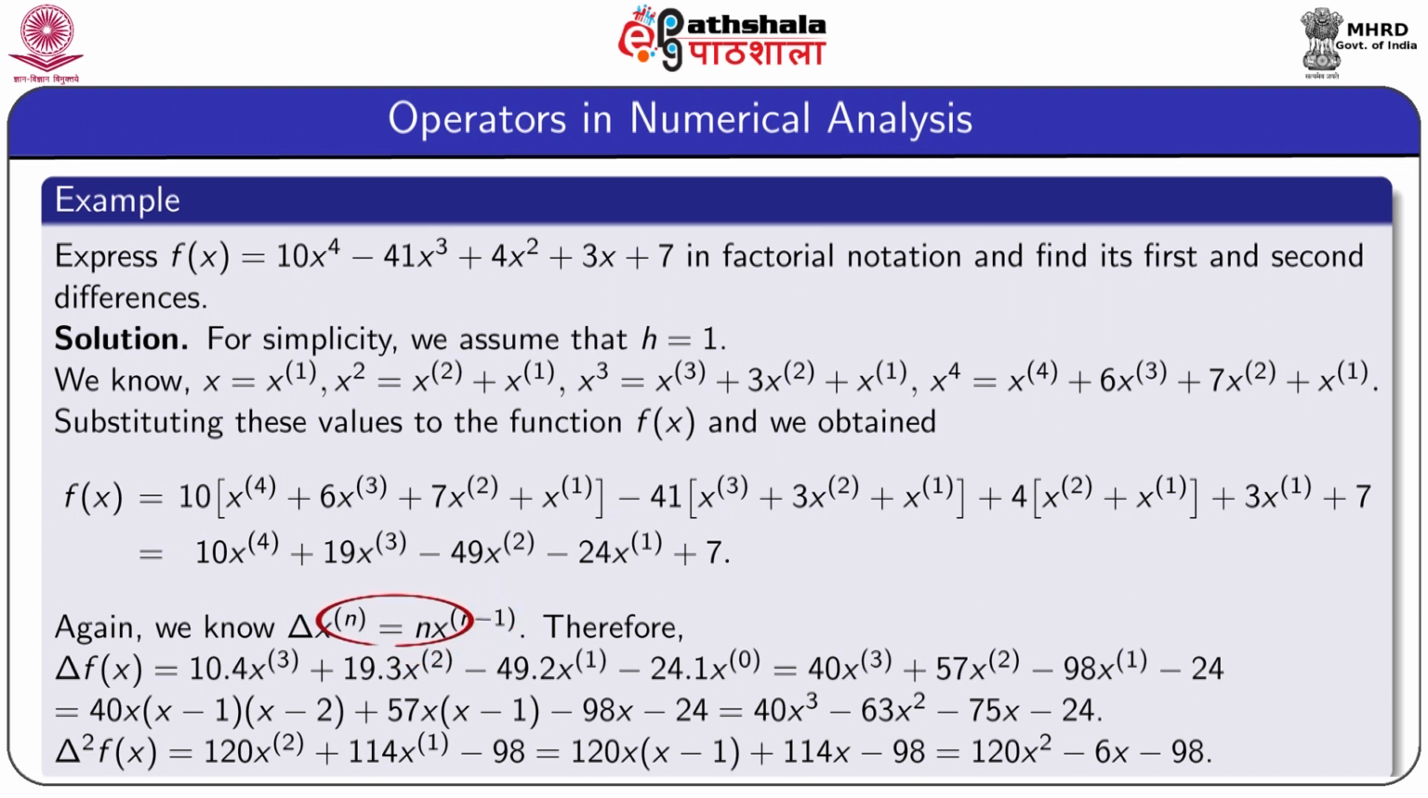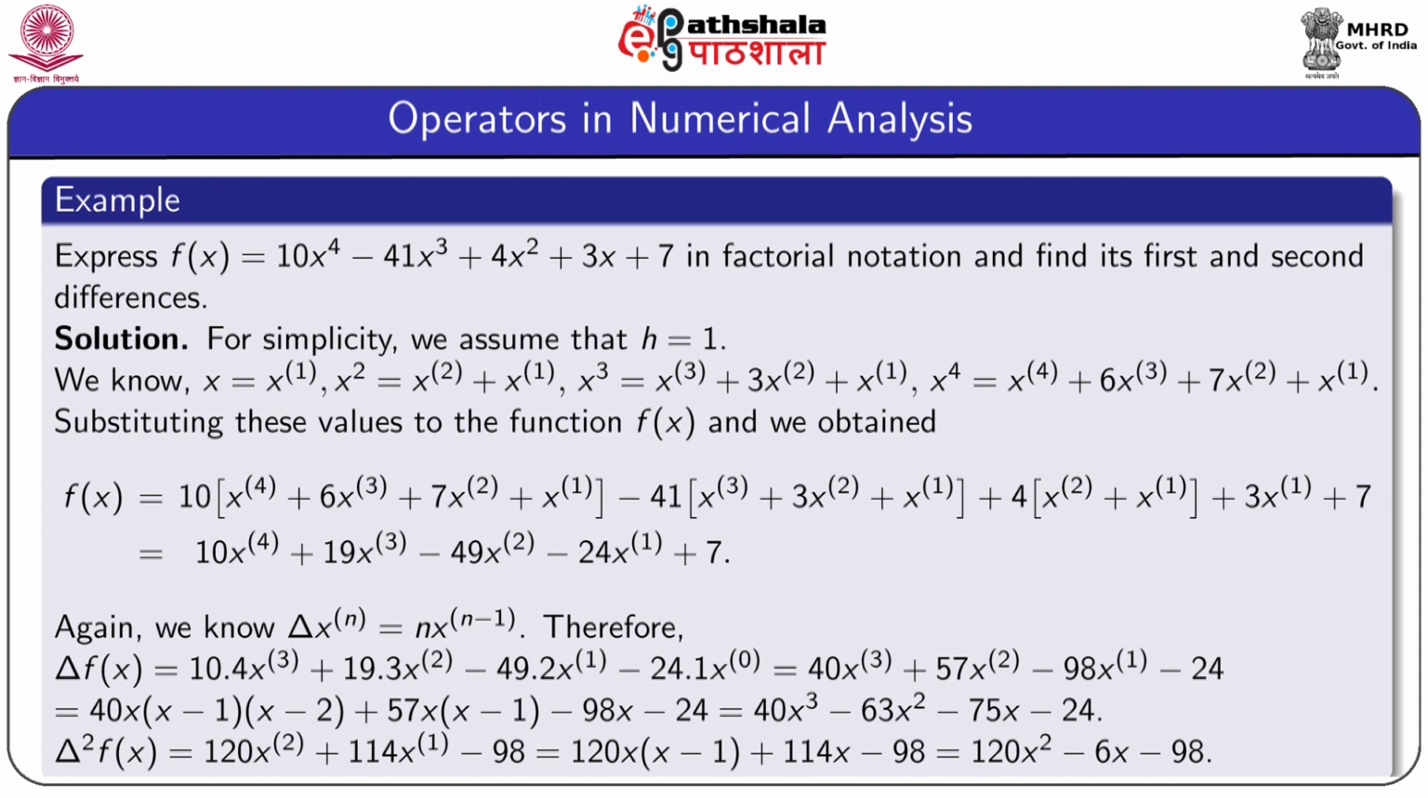Again we know that delta x factorial n equal to n x factorial n minus 1. This relation actually is similar to the rules of derivative. So, using this result we determine the first order difference of f x, say delta f x, which is equal to 10 into x factorial 4 becomes 4 into x factorial 3. The second term 19 x to the power factorial 3 becomes 19 into 3 x to the power factorial 2, minus 49 into 2 into x to the power factorial 1, minus 24 into 1 factorial power 0.